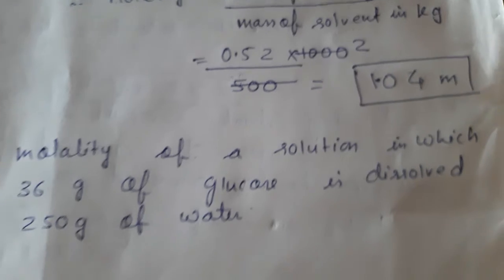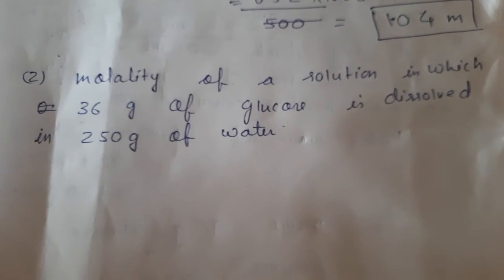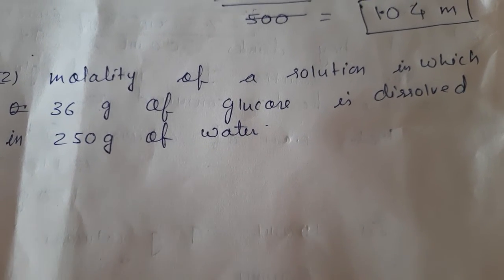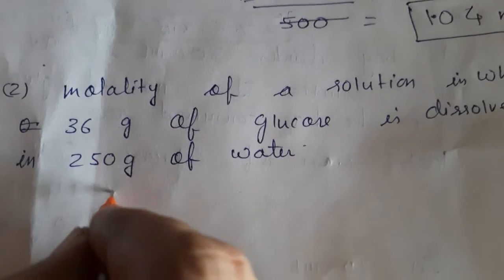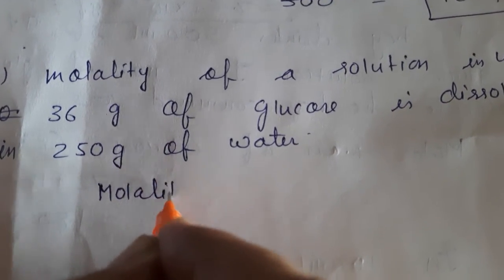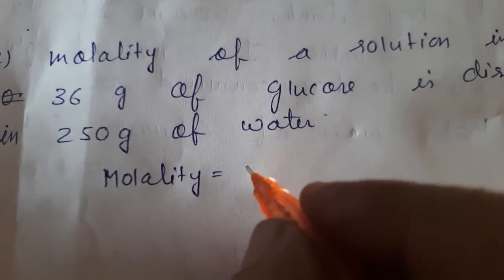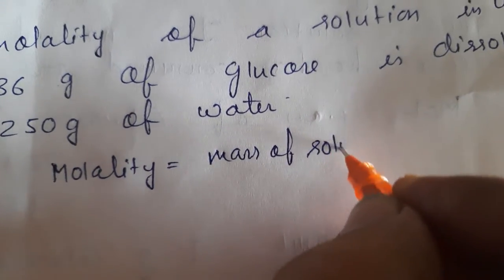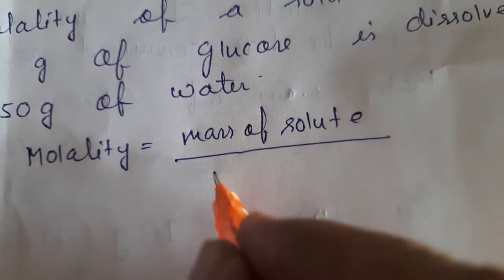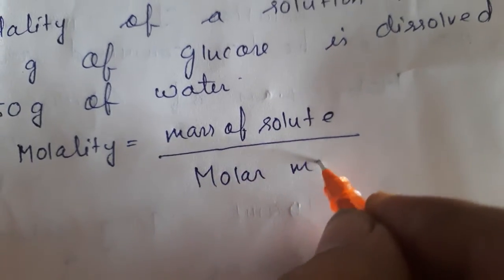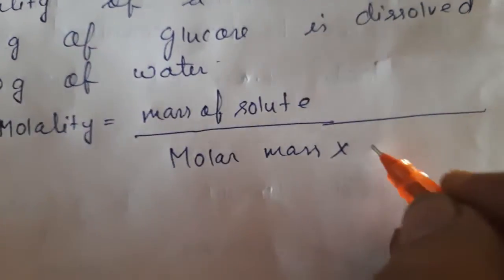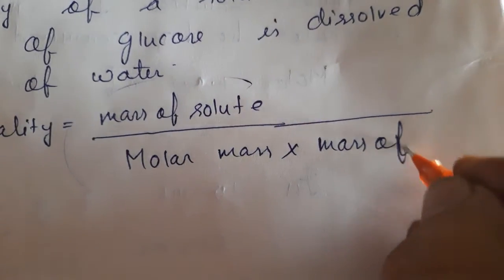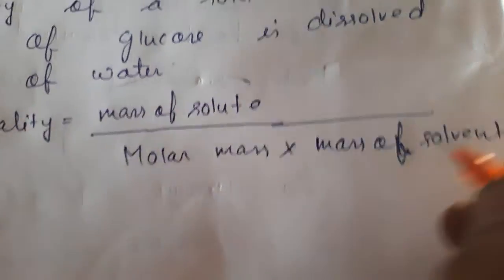Next is, find the molality of a solution in which 36 gram glucose is dissolved in 250 gram of water. So it is also the same question. We will write the formula of molality is equal to moles. So for moles, what will we write? Mass of solute divided by molar mass, into mass of solvent in kg. Same formula, beta, this is the number of moles, right. So mass of solvent in kg.